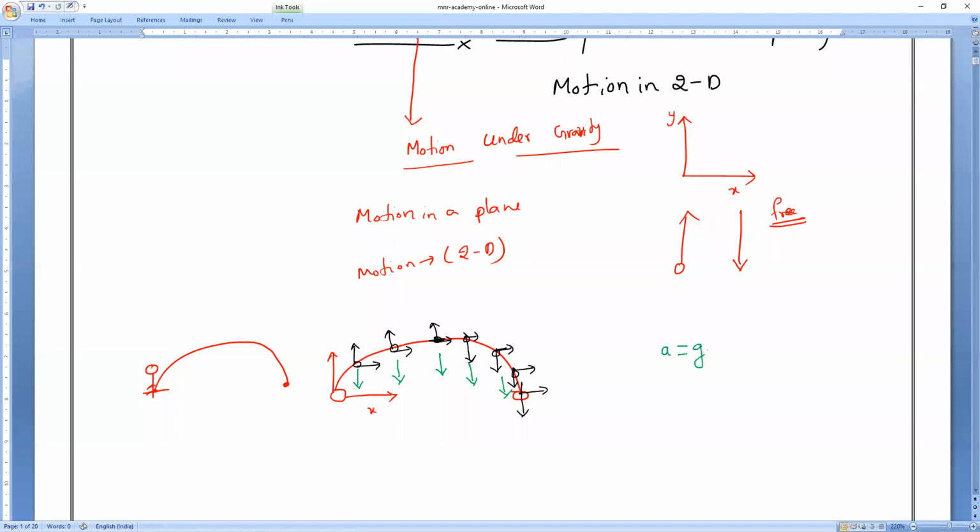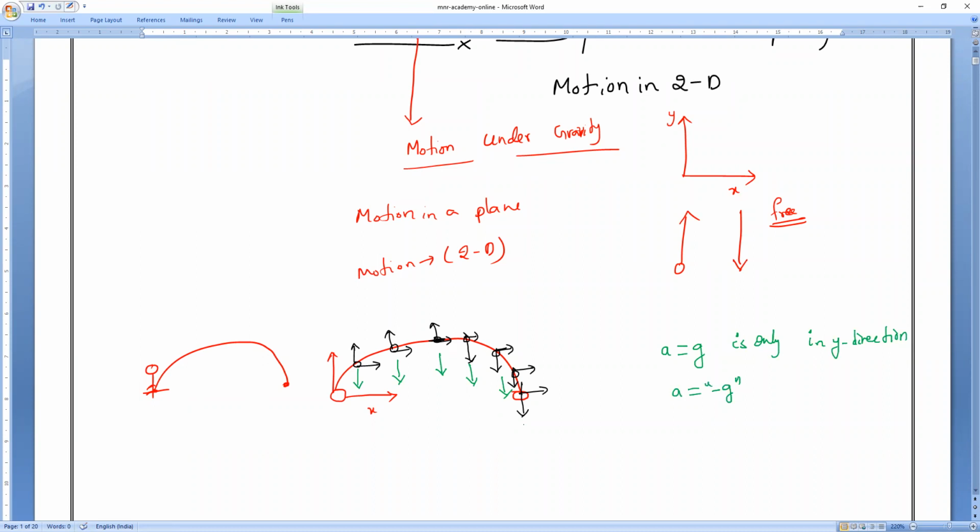So that is what a is. a is equal to g, and g is only in the y direction, and that also acting in the downward direction. So a is equal to minus g or plus g? Whatever it is, g is always minus.